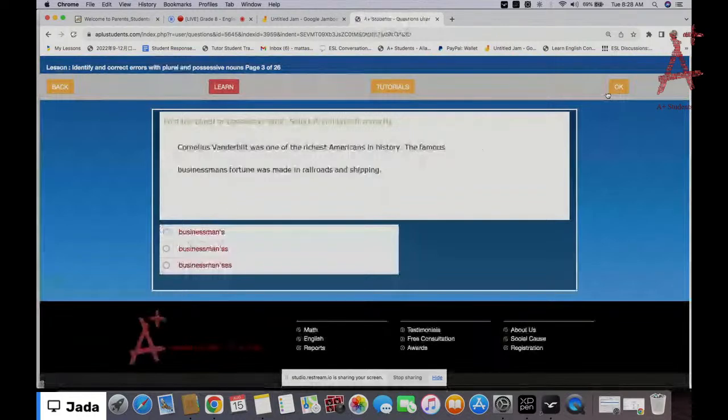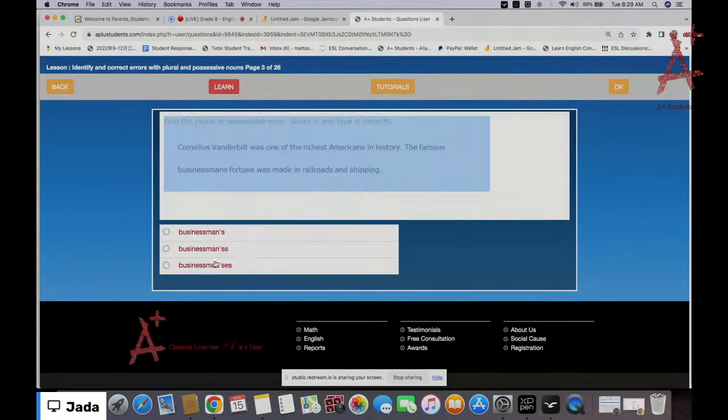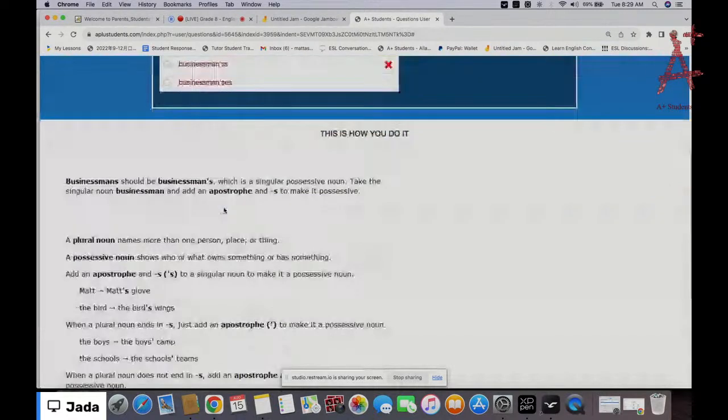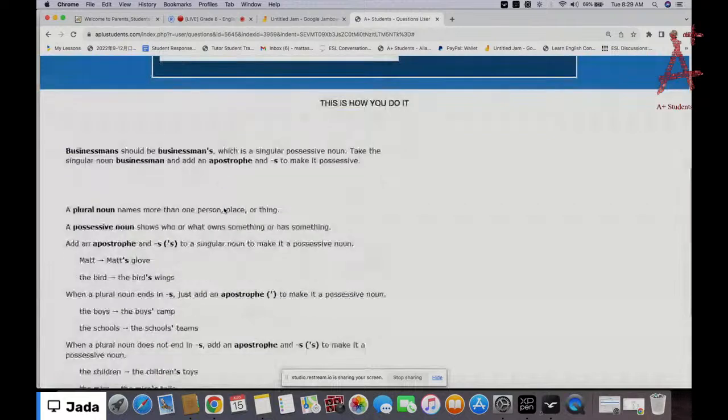Cornelius Vanderbilt was one of the richest Americans in history. The famous businessman's fortune was made in railroads and shipping. Businessman's: this businessman is not a plural, so we have to use the one with the apostrophe before the s. Why? Because it's a singular businessman, referring to just one man. So it's singular, you should have the apostrophe in, and then the s after.